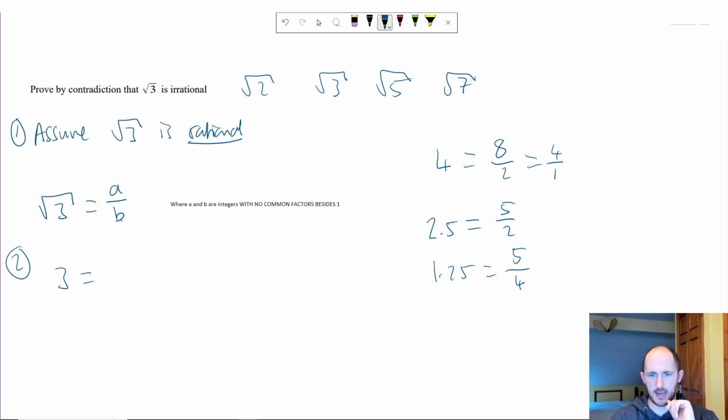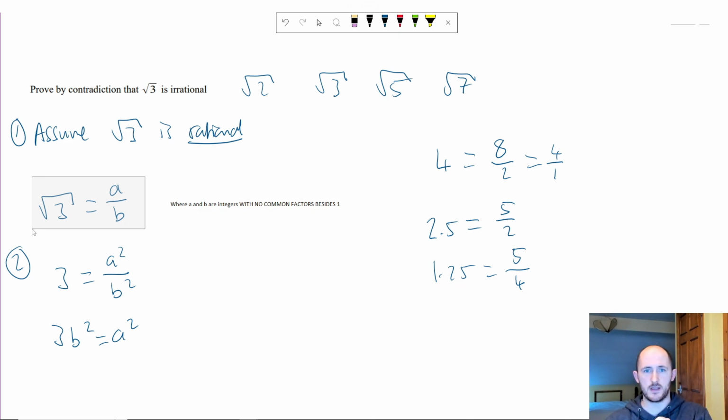I get 3 equals a squared over b squared. Okay, now if I times both sides by b squared, I will explain why I'm doing this. Essentially, remember, this is wrong. We're trying to prove that this is wrong, that this can't be true. We're trying to contradict ourselves. So what I'm going to do is see if the highest common factor of A and B is actually 1. Because if it's not 1, let's say the highest common factor is 2, or 3, or 4, or 5, then that means this is incorrect, which means our original assumption is wrong.